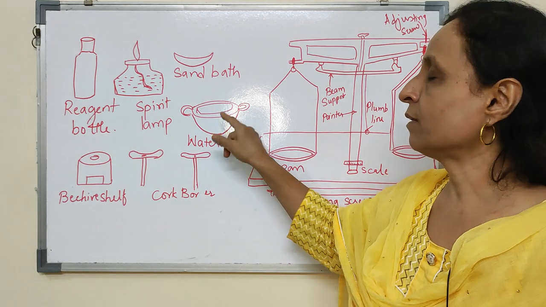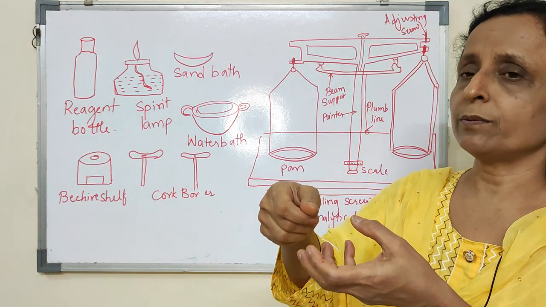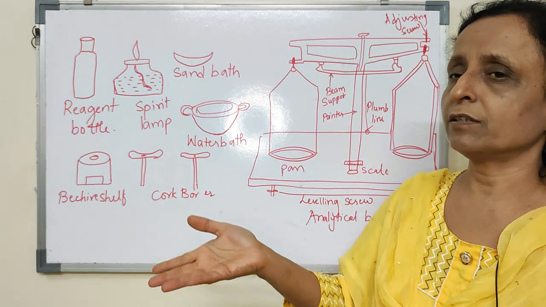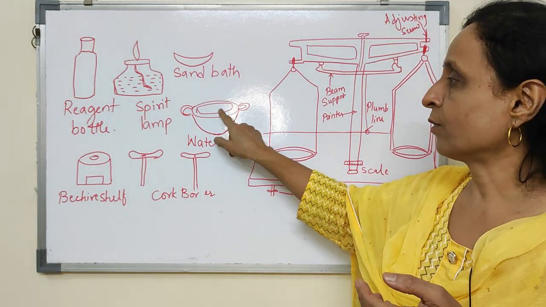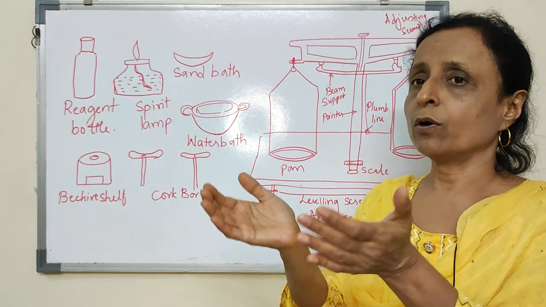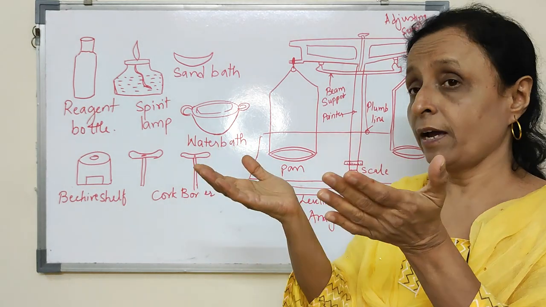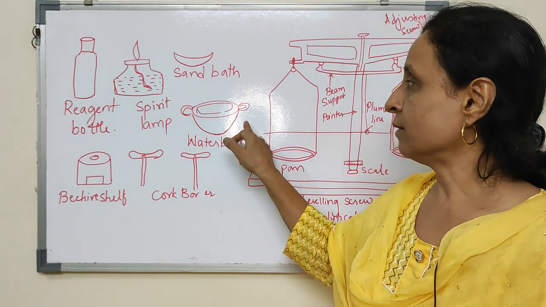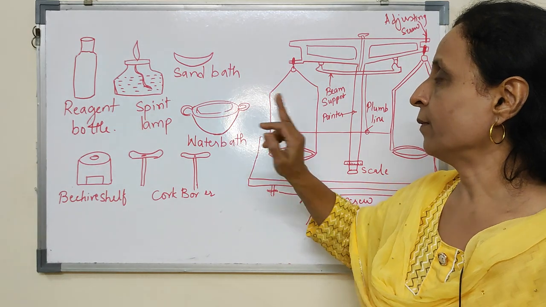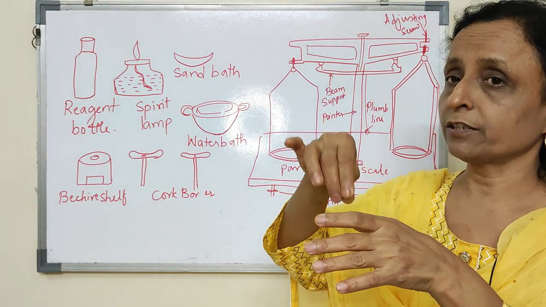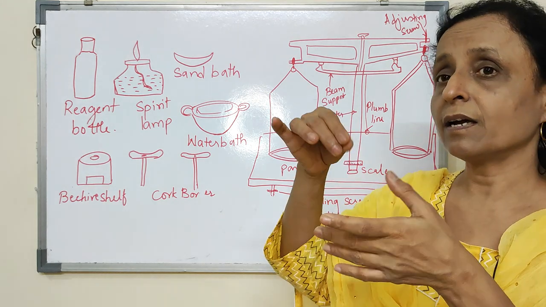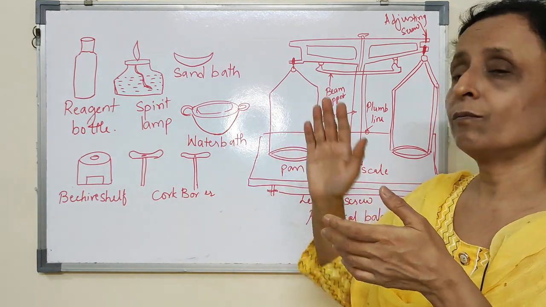Water bath: water is there, you put the test tube or conical flask or any flask in the water bath. So this is a water bath. You should have a water bath and a sand bath in the laboratory, which are heated, and you put whatever reaction you have to see in either the sand bath or the water bath.